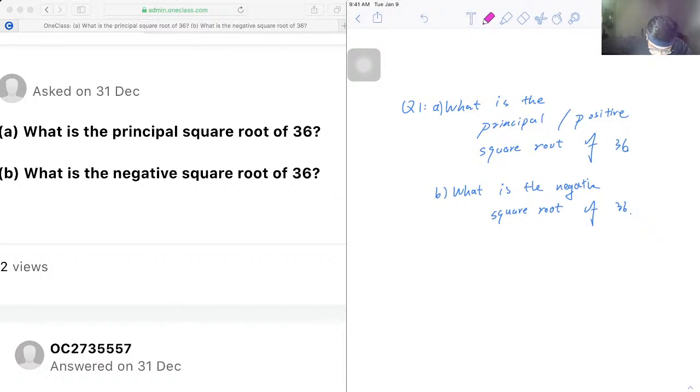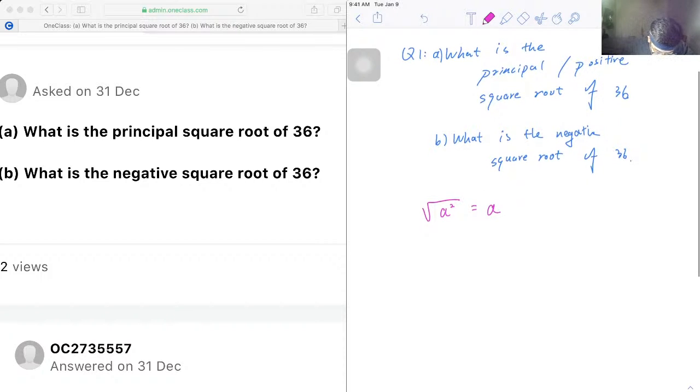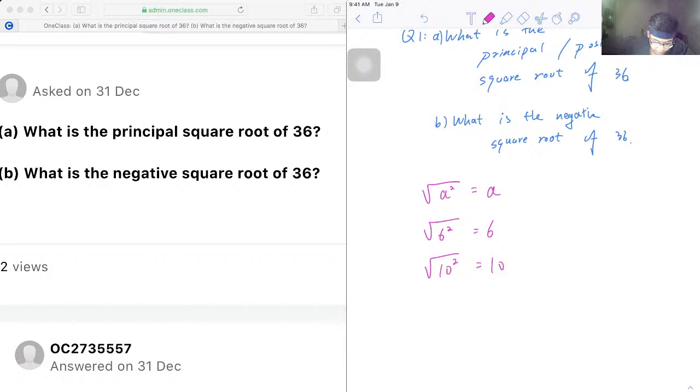Okay, so before getting to this question, there's one thing that I want to clarify. The square root of anything squared will be just equal to the number itself. So if we have root 6 squared, that's going to be equal to 6. And if we have the square root of, let's say, 10 squared, that will just be equal to 10 itself. Okay, so by knowing this, let's go back to the question.